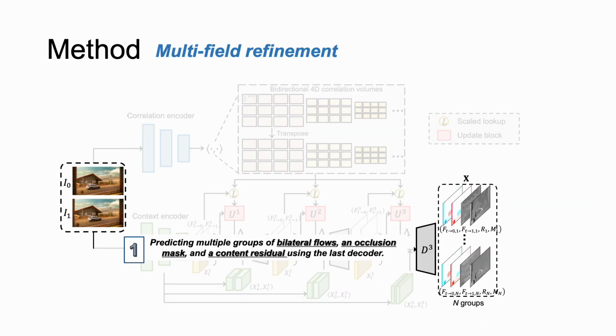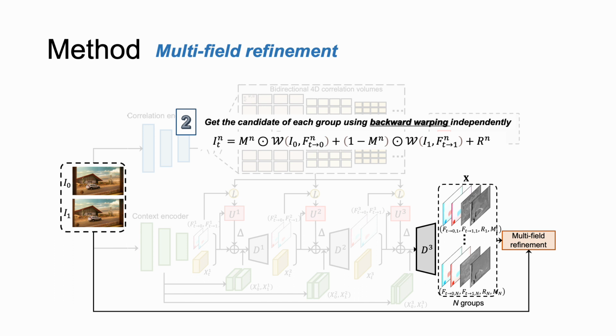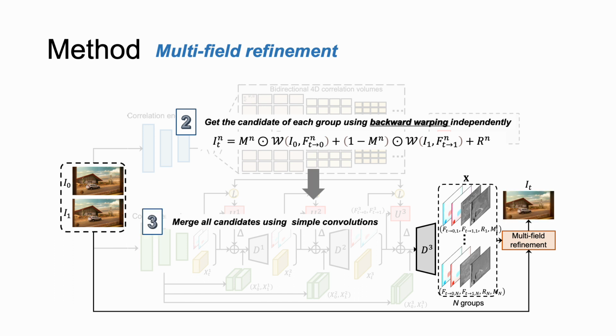For the multi-field refinement, we first predict multiple groups of bilateral flows, occlusion masks, and a content residue using the last decoder. Then we obtain the candidate of each group using traditional backward warping independently. Finally, we merge all candidates using simple convolutions. It is worth noticing that our multi-field refinement can serve as an effective improvement for traditional backward warping. It can serve as a plug-and-play operator for any flow-based framework.